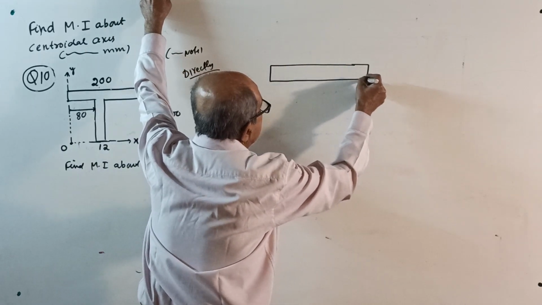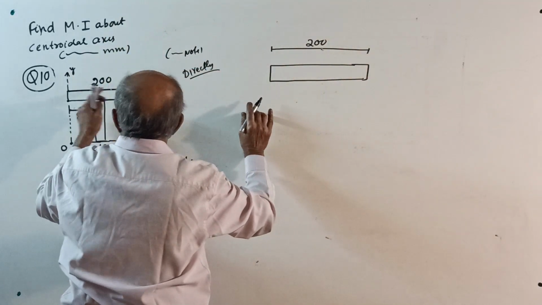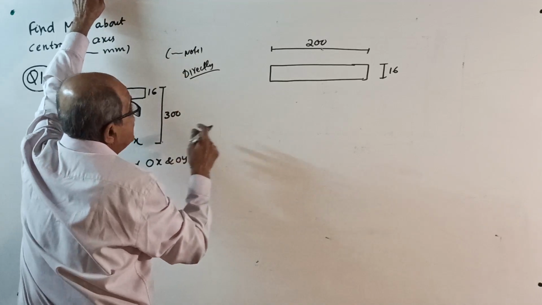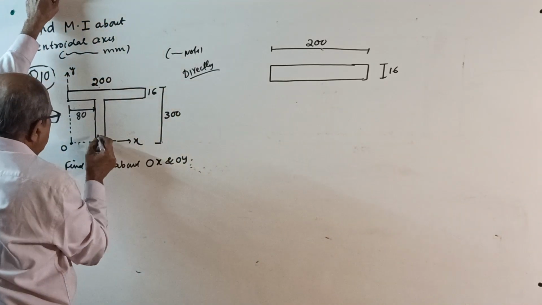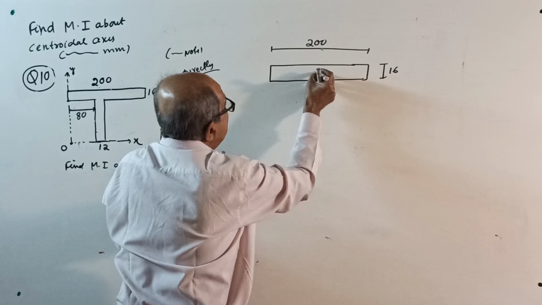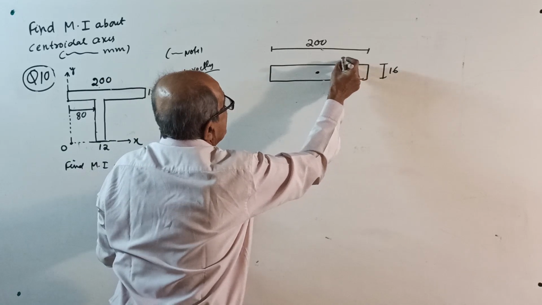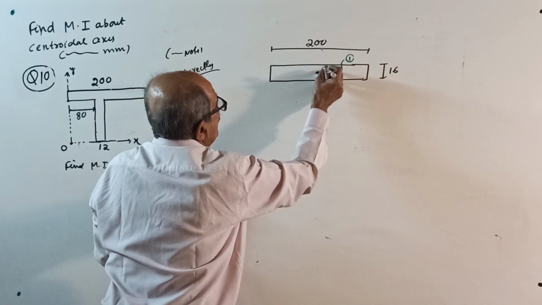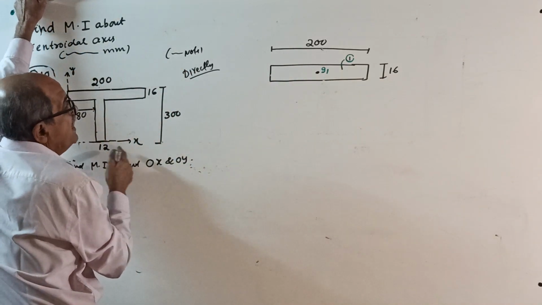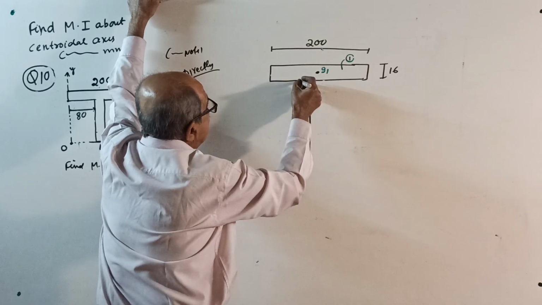Somewhat to scale, this is 200. This is 200, and this is 16. See, total depth is 300, and this is 80 plus 12, 92. Suppose I call this figure number 1, with centroid G1, this will be 100. 80 plus 12 is 92, so it will start somewhere here. This way, a little more depth, 12.